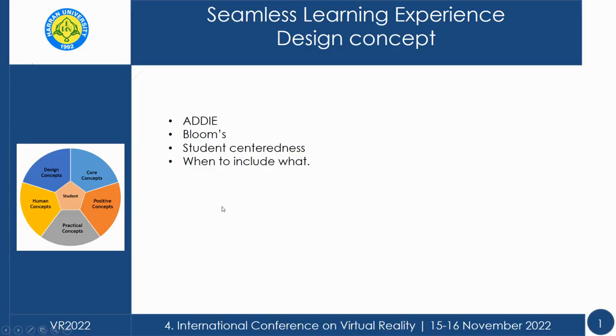So this takes us back to the last one, and that's design. And it takes us back to where we started with how are we designing. So we need to base our design on research. For instance, the ADDIE framework, Bloom's taxonomy, always thinking about the student in the middle, and then always asking, when should I include what? So which ones of these concepts will I include, or which parts of this concept will I include?